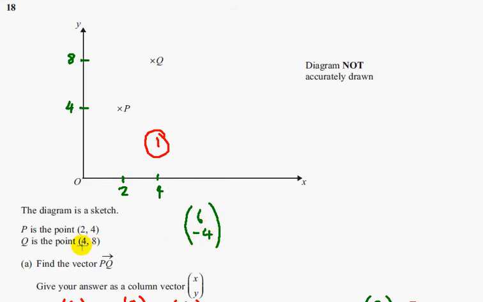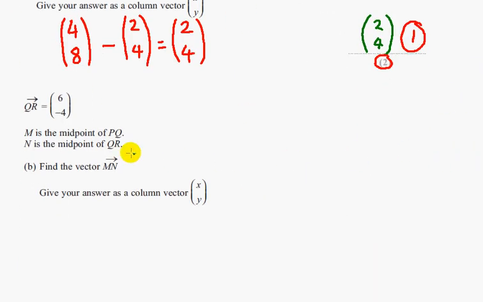So if Q is at (4, 8), that means R must be 6 to the right, so that will be at 10, and 4 down, so 8 take away 4, which would be 4. So it would be (10, 4). So R would be here with a coordinate of (10, 4). Let me just write that down. So R, I've worked out to be (10, 4).